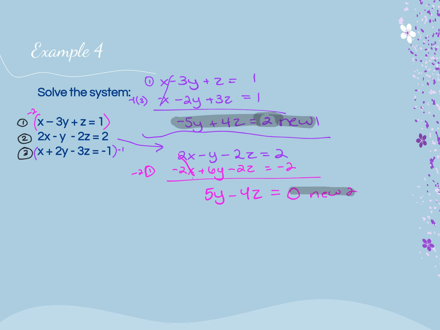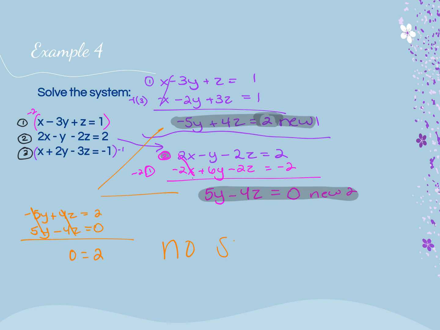New 2. We had to use 2. I used 2, and then I took the first one and I multiplied it by negative 2. Okay, so now I've got my 2 new equations. I have negative 5y plus 4z equals 2, and I have positive 5y minus 4z equals 0. What happens when I cancel these out? I get a false statement, which means no solution.